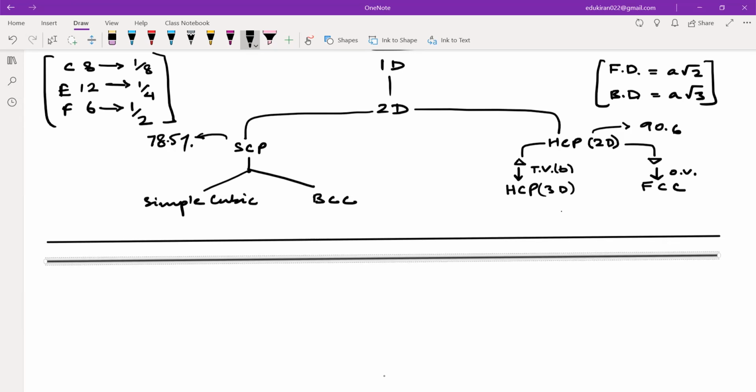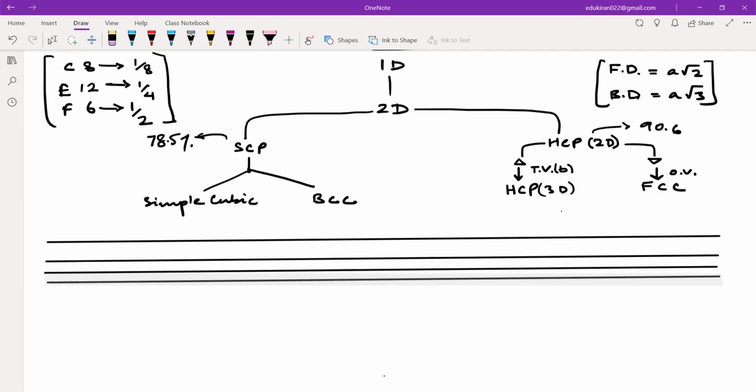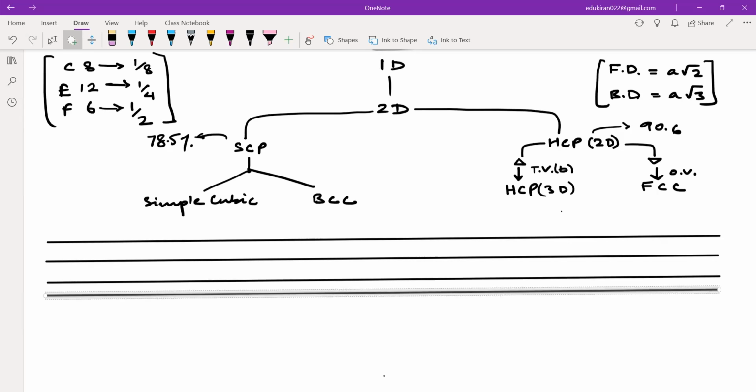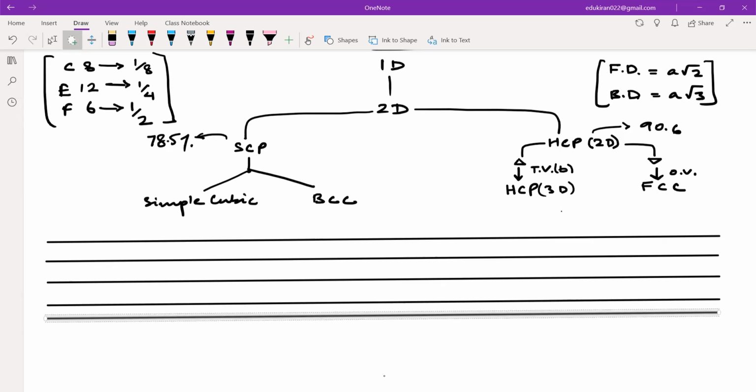Then we will be talking about the coordination number. Then we can also talk about the relationship between A and R. Then we can talk about the packing efficiency for both of all of this. And what else? We can also talk about the voids.